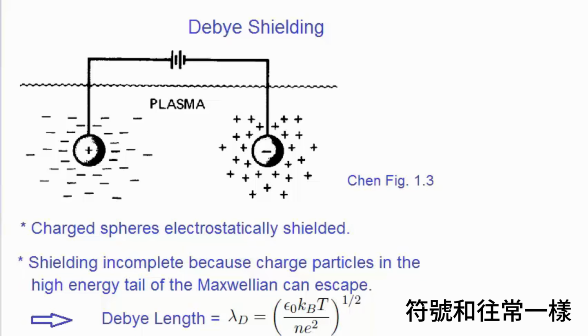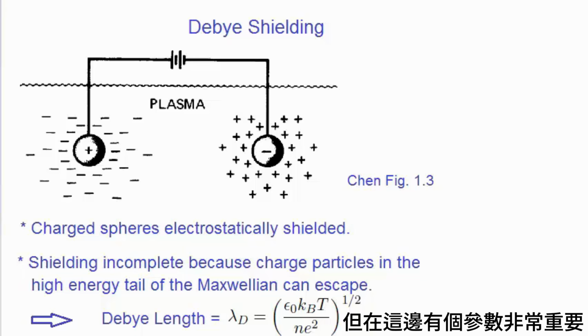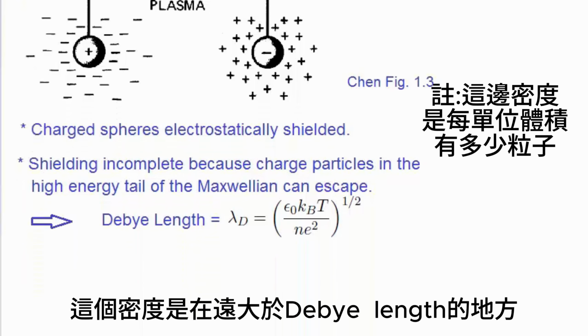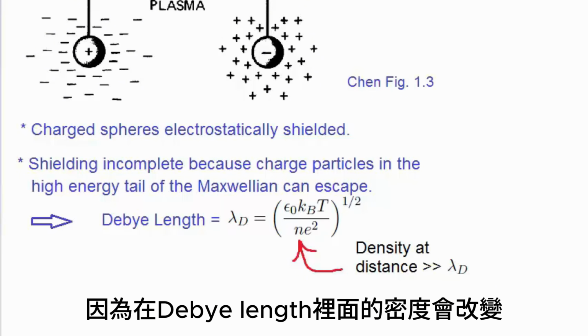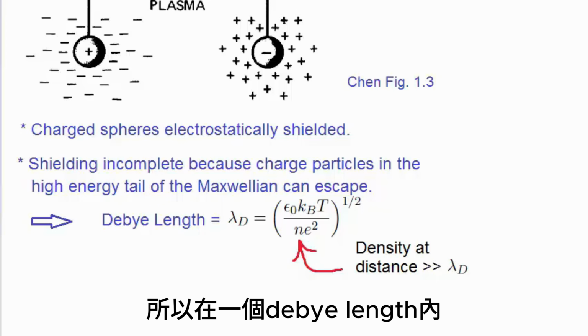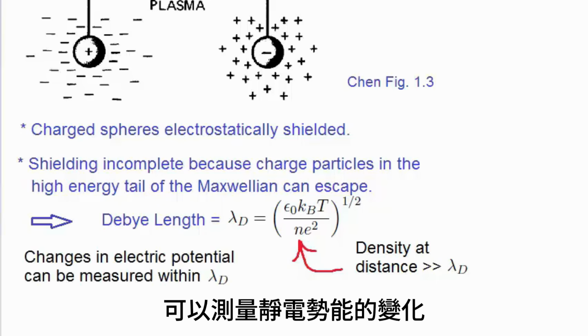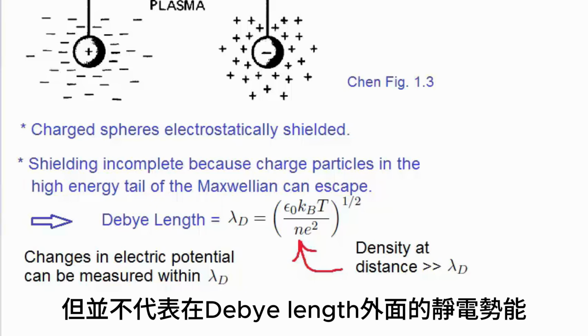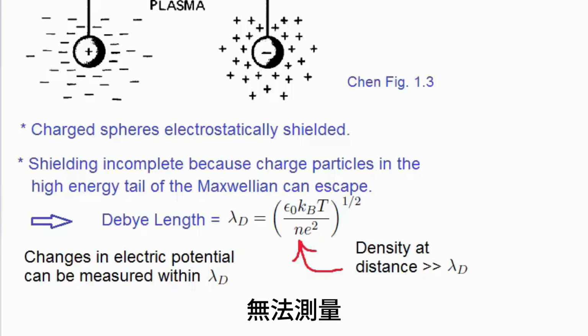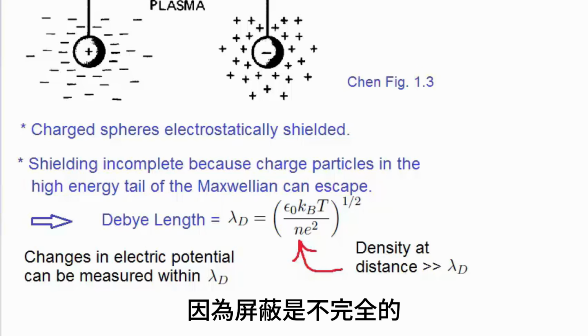The symbols in this expression are as usual, but it's important to comment on one particular parameter, the density. This is the density at a much greater distance than the Debye length, because the density within the Debye length does change. So within a Debye length, changes in the electric potential can be measured. It doesn't mean that changes in the potential outside the Debye length can't be measured, because as we said, the shielding is not complete, but the changes are much smaller.